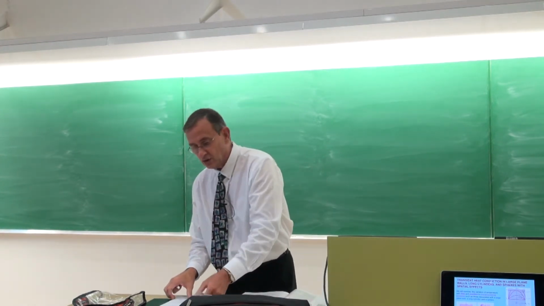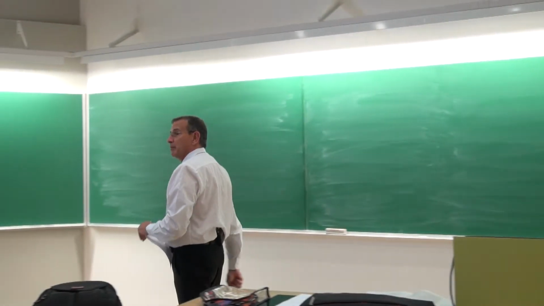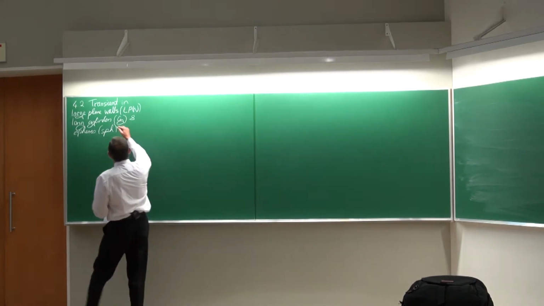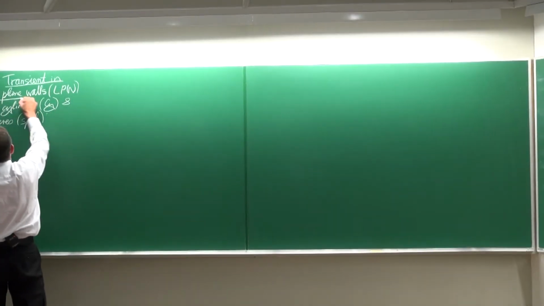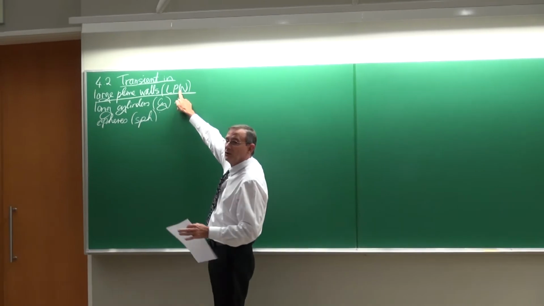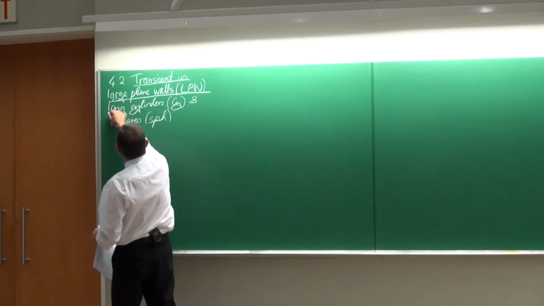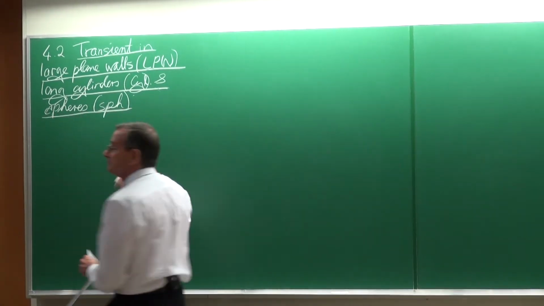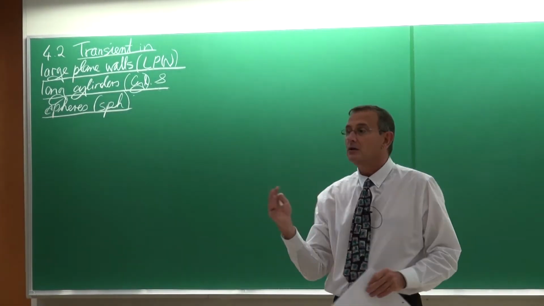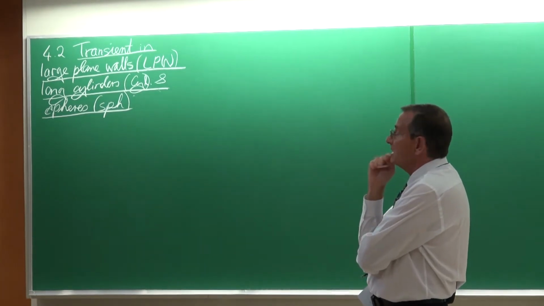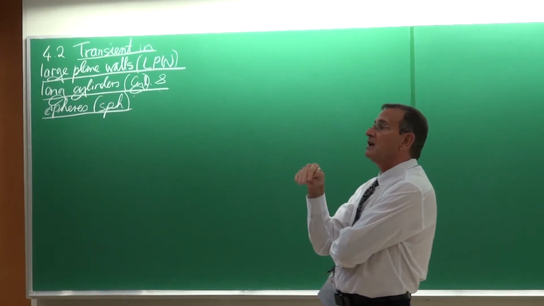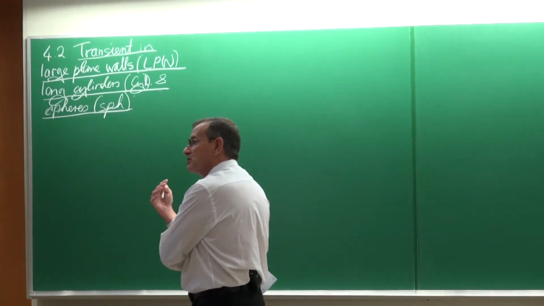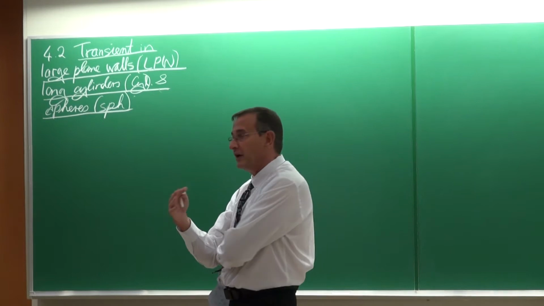Right, so let's continue with paragraph 4.2. Paragraph 4.2 is on transient heat conduction in large plane walls, LPW, long cylinders, and spheres. So those three bodies we are going to consider in paragraph 4.2. They are simple in terms of geometry and analytical solutions are available for them.